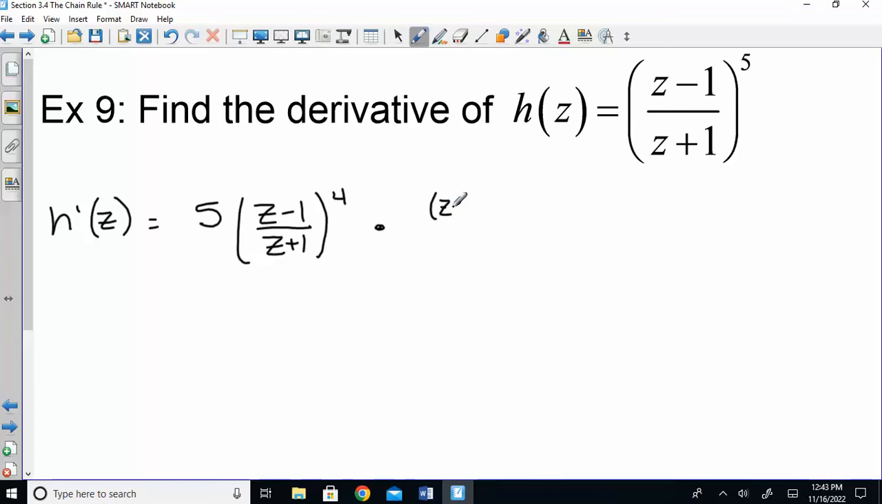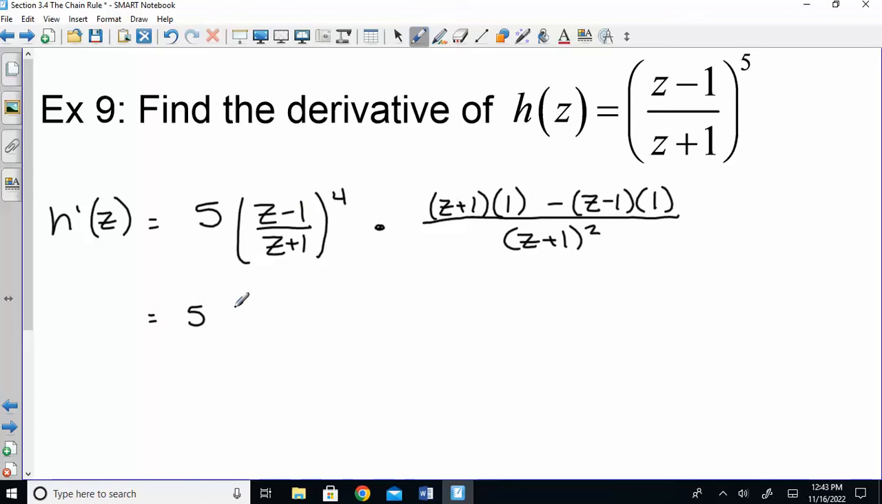So quotient rule is low d high minus high d low over low squared. Is everybody with me here? Let's clean this up.